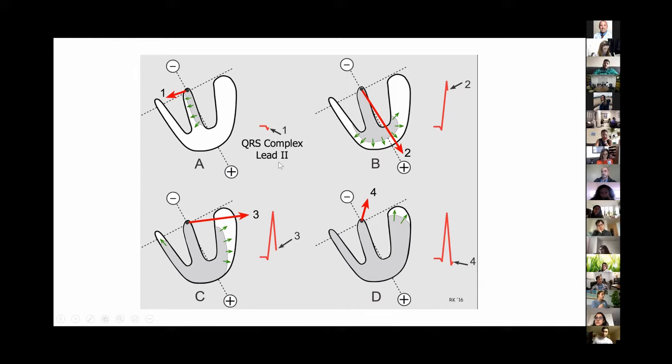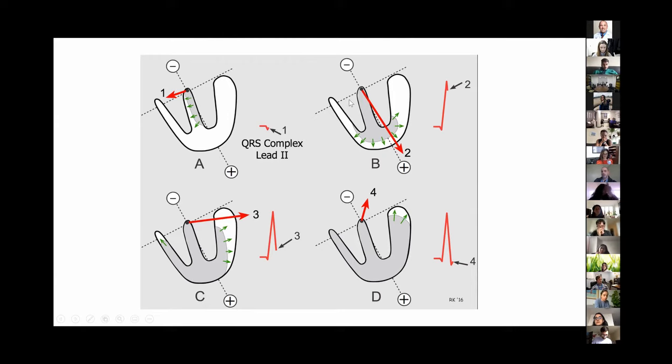So in this example you have lead 2, and this is your negative and positive electrode, and this is how the normal depolarization wavefront goes. First, your mean vector of activity goes from left to right and depolarizes the septum. That's your first picture. This will vary depending on which lead you're looking at, so we're taking this as an example. That's why you have your first negative deflection as your Q wave, because this mean vector goes away from this positive electrode here.